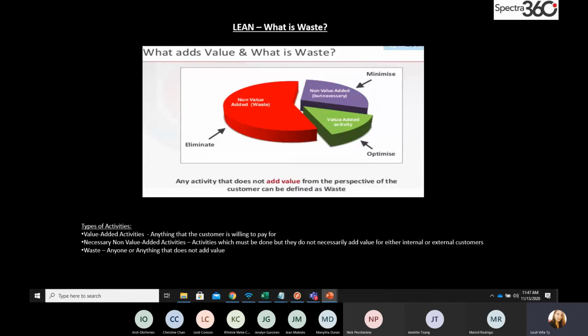So yeah, we are now in the lean methodology. Again, I mentioned to you that lean is a methodology which aims to minimize waste, right? So let me just discuss the 3 types of activities within the organization. There are 3 types of activities.